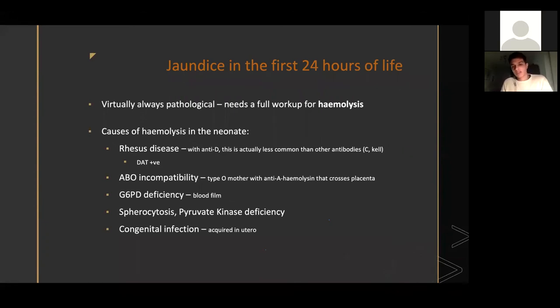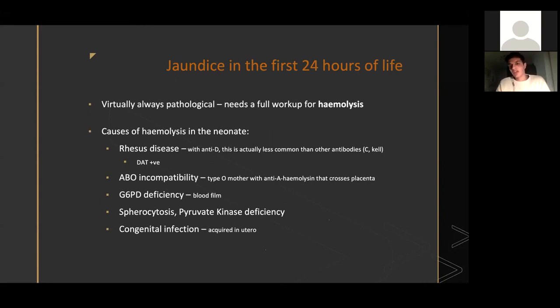ABO incompatibility. So a type O mother can have anti-A antibodies. If you've got a type A or AB father, those can pass through the placenta, and in the neonatal period, in the first 24 hours, they can cause hemolysis. G6PD, again hemolysis, spherocytosis, pyruvate kinase deficiency. And again, congenital infection. Infection can cause jaundice at any point in the neonatal period or even the young life period, if it's severe enough. So that's what you need to work out for. Hemolysis. First 24 hours, I must rule out hemolysis. That should be the kind of thing you approach the exam for. Jaundice in exams is all about time frame.